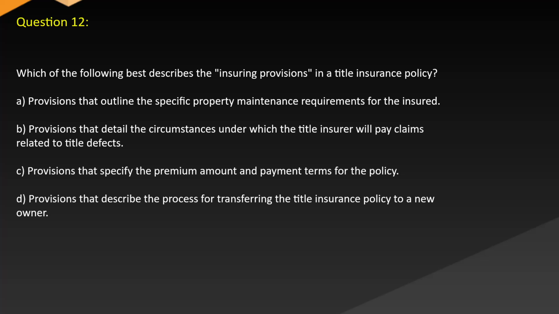Question 12. Which of the following best describes the insuring provisions of a title insurance policy? A. Provisions that outline the specific property maintenance requirements for the insured. B. Provisions that detail the circumstances under which the title insurer will pay claims related to title defects. C. Provisions that specify the premium amount and payment terms for the policy. D. Provisions that describe the process for transferring the title insurance policy to a new owner.